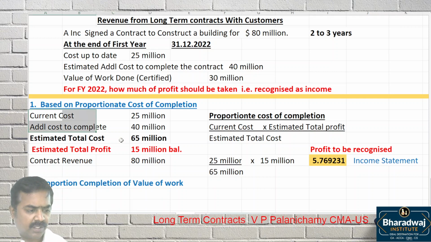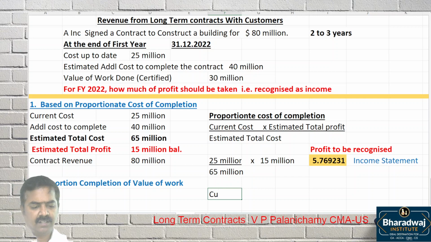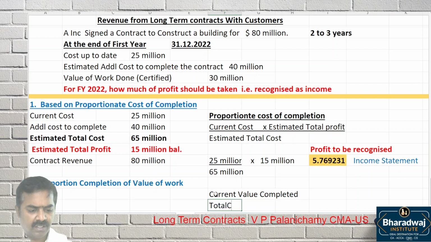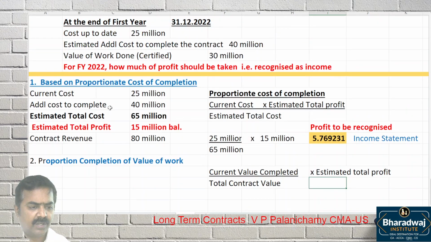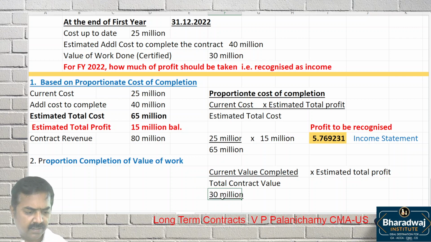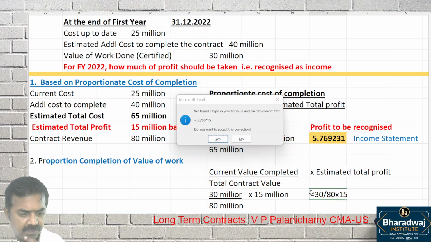How to do this? This working is same. And how to work out proportionate completion? Only this part is going to be different. Simple. Current value completed divided by total contract value, into estimated total profit. Now, what is the current value of the work done? 30 million. Total 80 million. Out of how many million? 80 million. So simple. 30 by 80 into 15. Equal. This much of profit will be recognized in income statement.